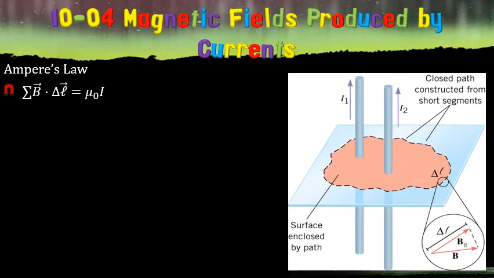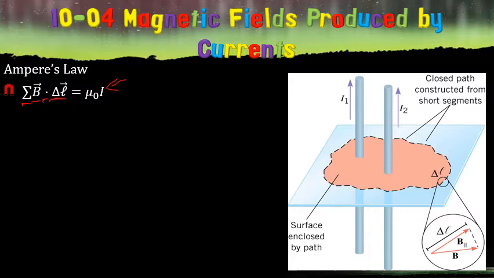Lesson 10.4 Magnetic Fields Produced by Currents. To do this, we use Ampere's law, the guy that the unit of current, the amp, is named after. Oh, that's a calculus definition. It says the sum of the magnetic field vectors dot product with little tiny bits of length equals a constant times the current inside.